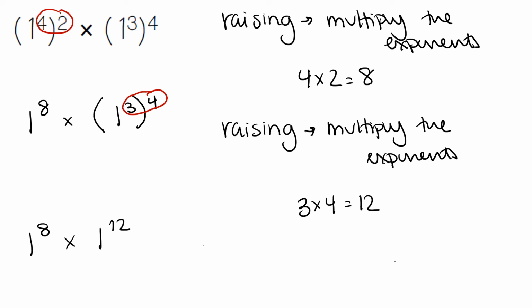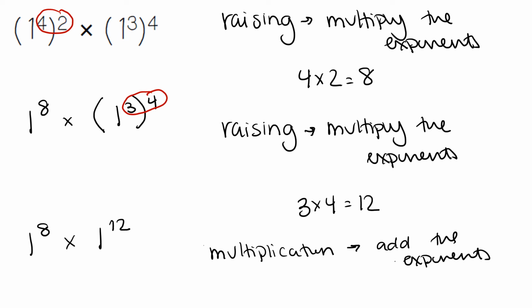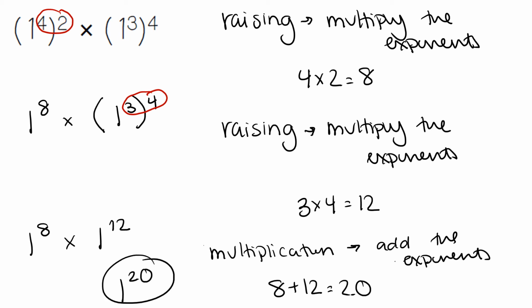Now we have a standard multiplication problem. And when we multiply, we know that we're going to add the exponents. And when we add them, 8 plus 12 is going to give us 20. Our final answer is 1 to the 20th power.